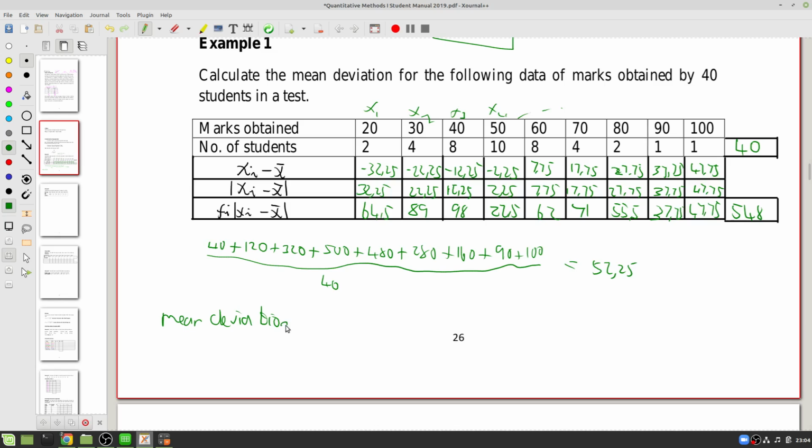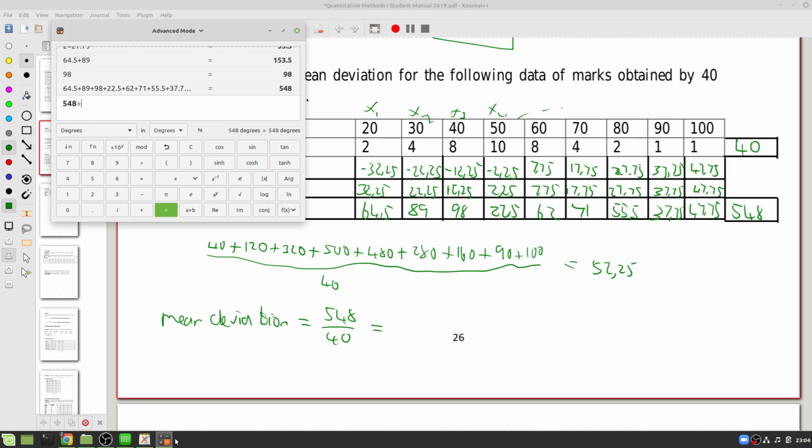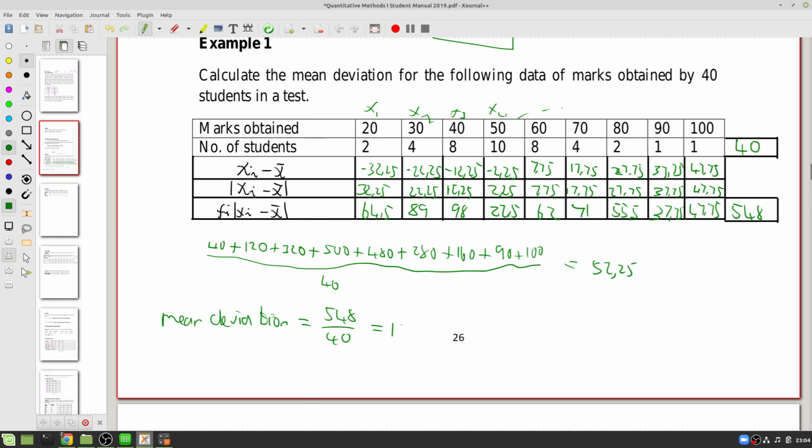Oh, I can't really write tonight. Equals 548 divided by 40. And that's our final piece of the calculation. Divided by 40, we get 13.7. So there is our mean deviation.